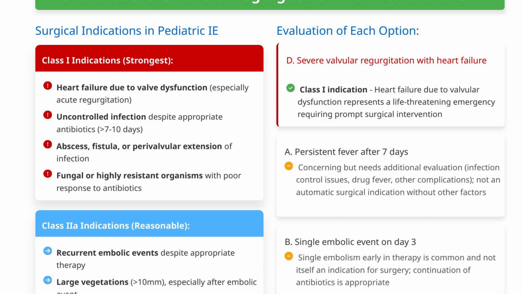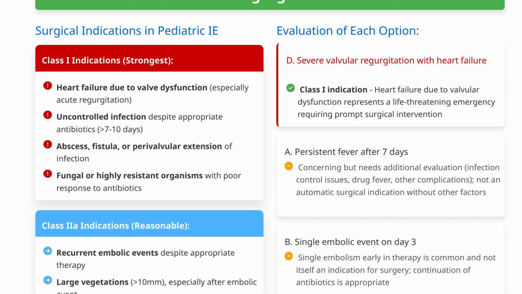The correct answer is D. Severe valvular regurgitation with heart failure. This represents a Class 1 indication for surgical intervention in infective endocarditis, the strongest level of recommendation. Heart failure due to valvular dysfunction, especially acute regurgitation, is a life-threatening emergency requiring prompt surgical intervention. Medical therapy alone is insufficient to address the hemodynamic compromise caused by severe regurgitation.